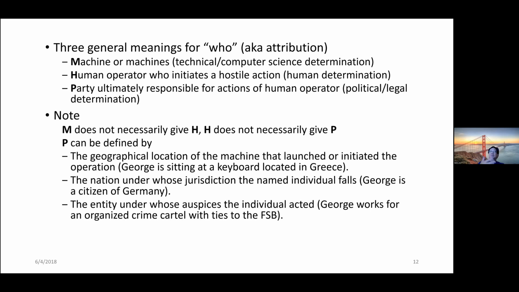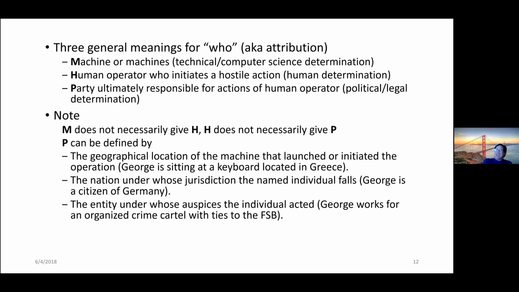And then there's the party ultimately responsible for the actions of the human operator. That's a legal determination. Sometimes it's the same person. So, for example, if I'm a criminal working for myself, I am both the human operator and the party responsible for those actions. But maybe I've been ordered to do this by somebody else who's holding my wife hostage. That's a very different kind of scenario. In that situation, I'm the operator, yes, but you wouldn't say that I'm ultimately responsible for it. The ultimately responsible party is the person who's holding my wife hostage.